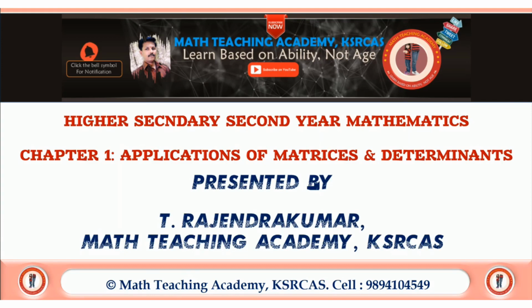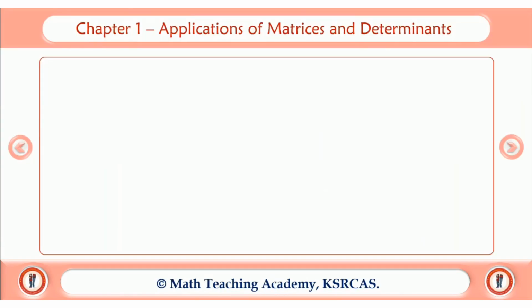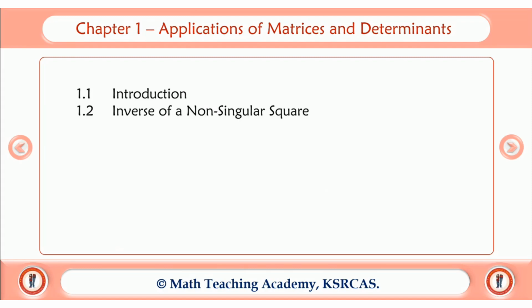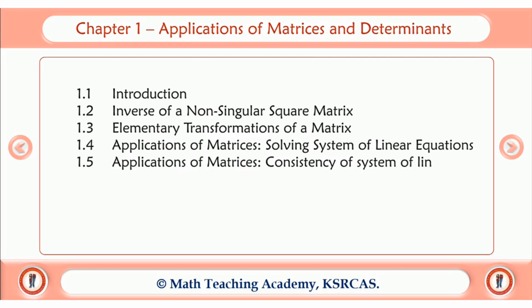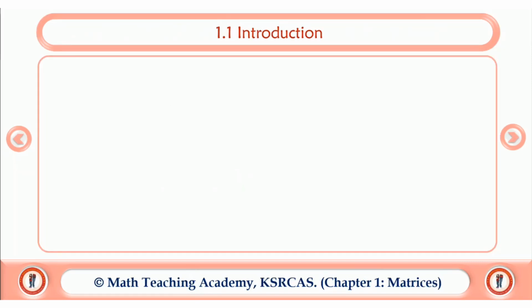Here in this video, today we are going to look at application of matrices and determinants. Chapter 1, Application of matrices and determinants. In this chapter, we are going to look at the following topics: Introduction, Inverse of a non-singular square matrix, Elementary transformation of matrix, Application of matrices, solving system of linear equations, Application of matrices, consistency of system of linear equations by rank method. These are all the topics we are going to cover in this chapter 1, Application of matrices and determinants.